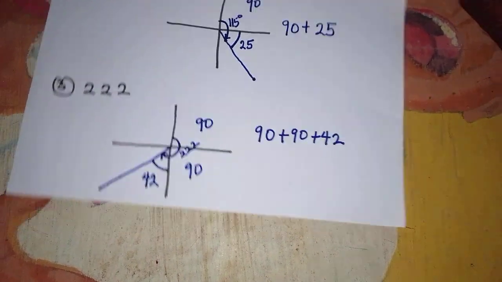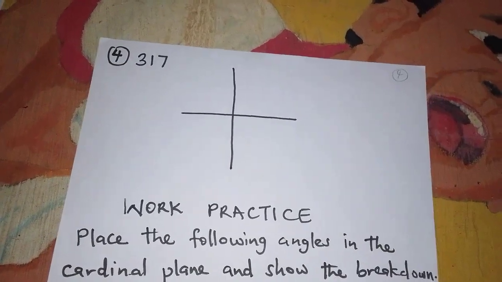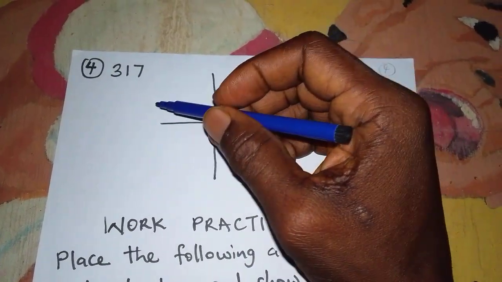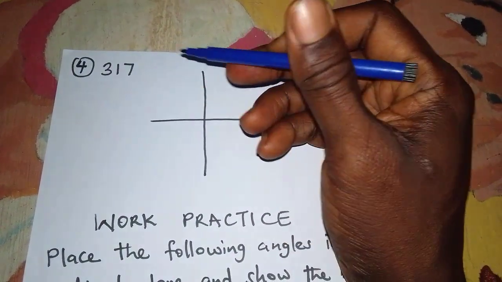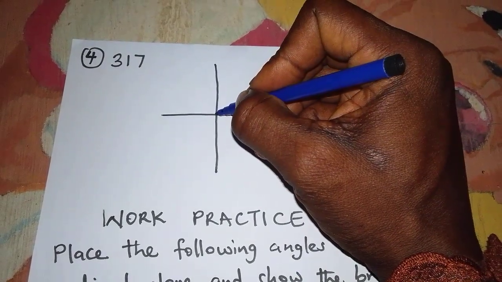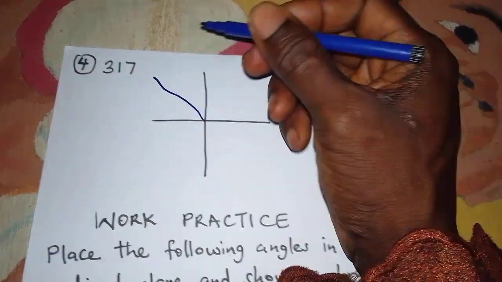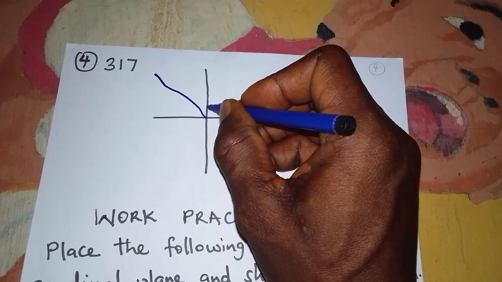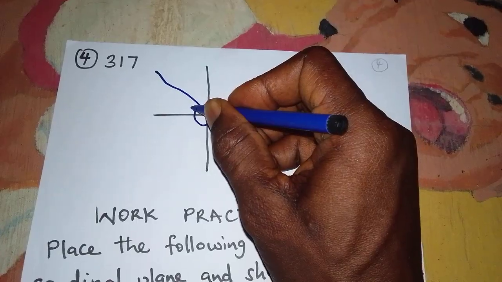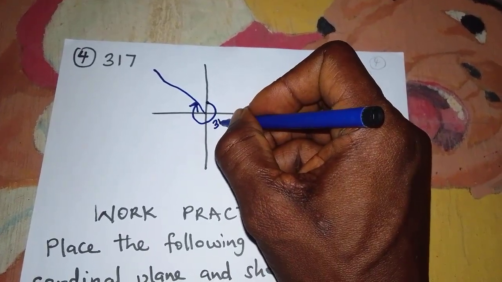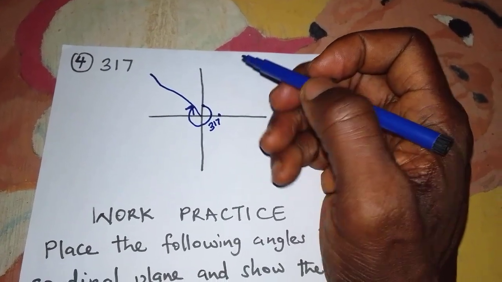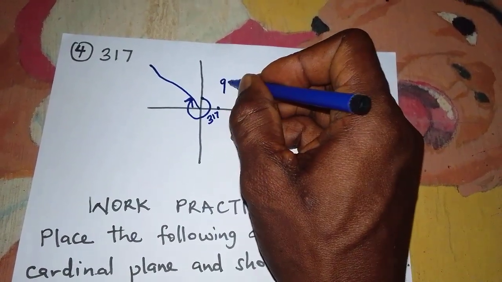So now let's have another example. We are having angle 317 degrees. 317 degrees is in the fourth quadrant. So let's rule this line. So that's the line. It means from the north pole here up to where this line is, is 317 degrees.